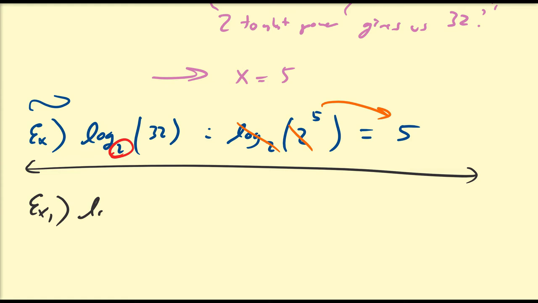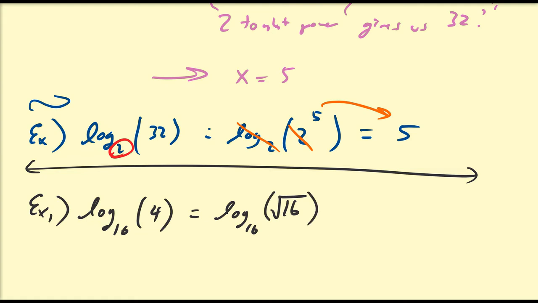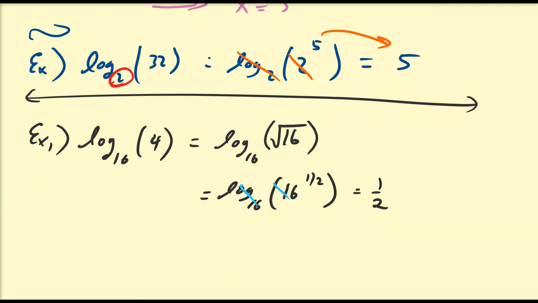So the first example, suppose we have log base 16 of 4. So 16 to what power gives us 4? Well, 4 is smaller than 16, so the power cannot be bigger than 1. So how is 4 related to 16? Well, the square root of 16 is the same as 4. So we can rewrite 4 as 16 to the power of 1/2. So again, this cancels, and we're just left with 1/2. So the log base 16 of 4 is 0.5.